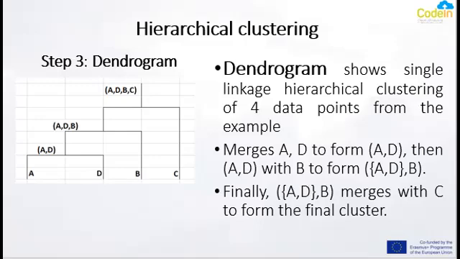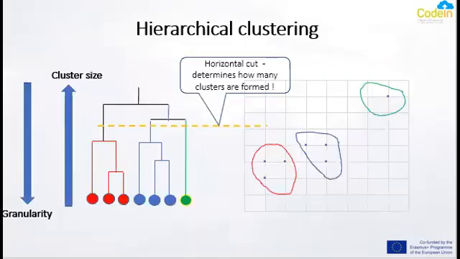The vertical height of each merging point represents the distance between the clusters being merged, which is the distance between the 2 closest points in this case, since we are using the single linkage method.